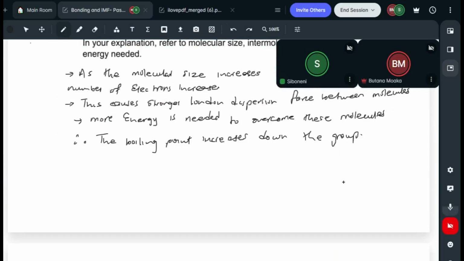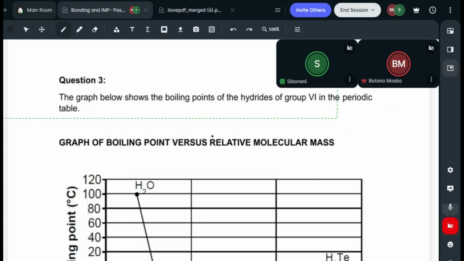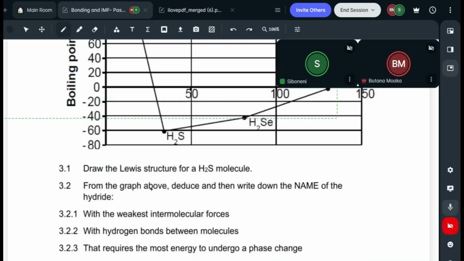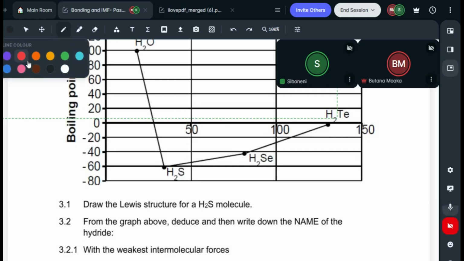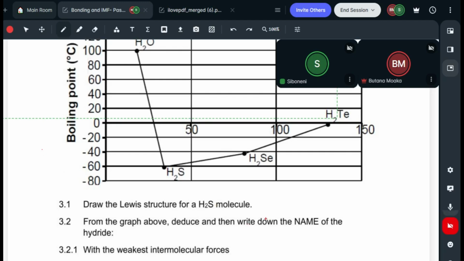Okay, let's move to question 3. It says the graph below shows the boiling points of hydrides of group 5 in the periodic table. Draw the Lewis structure for the H2S molecule. It's sulfur and hydrogen. You're going to put the S in the middle, and then draw the two lines to show the bonding pairs, and then indicate the lone pairs as well. That's what I was looking for. So we're going to say that sulfur has 6 valence electrons, right?